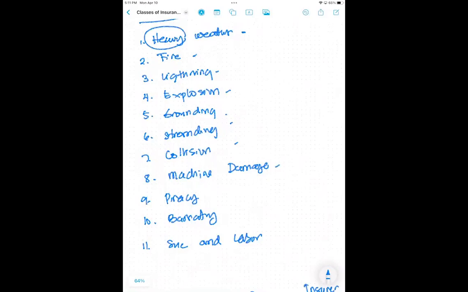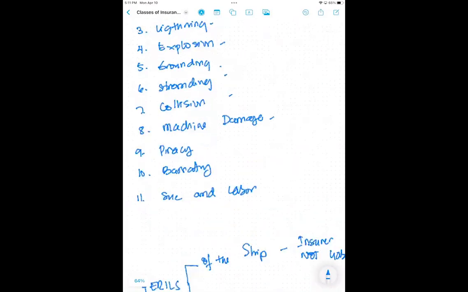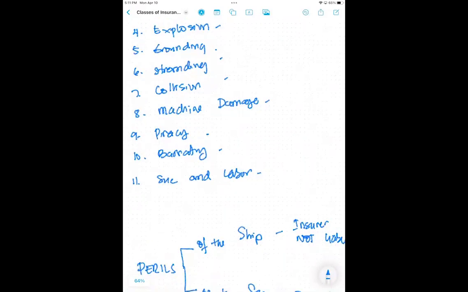Lightning, explosion, grounding, stranding. These are, however, things that we need to explain: piracy and barratry. Both have a commotion on the ship. But the difference between piracy and barratry is that the commotion in piracy is caused by a third party, the pirates, but in barratry, the commotion was caused by the captain or the crew of the vessel itself.